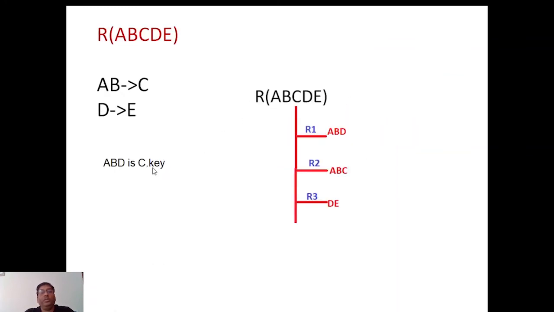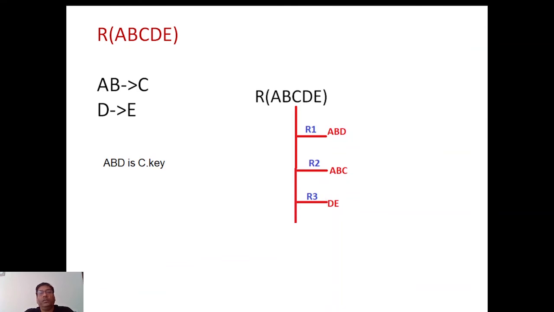When you try to decompose this, we know that ABD is our candidate key, and we know that we can find the value of C with the help of AB. So you can make ABC one relation, call it R1, and then D can find the value of E, so you can make it the other relation, R2. But if you have only these two relations, you cannot join them and get the values from them, because there is no common attribute. So we need to make one more relation with the help of a candidate key. So you will decompose this into three relations, R1, R2, R3.